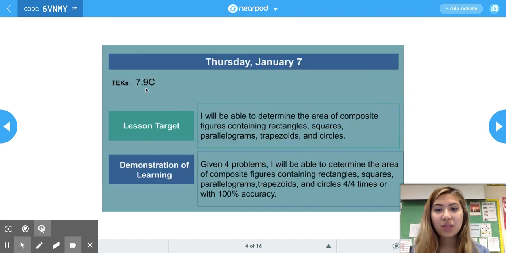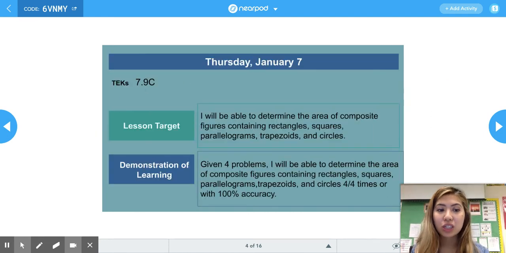Today's TEK is 7.9C. We're continuing with yesterday's lesson. Our lesson target is that I will be able to determine the area of composite figures containing rectangles, squares, parallelograms, trapezoids, and circles. So the only thing that we're adding is circles or parts of circles today. Our DOL is given 4 problems. I will be able to determine the area of composite figures containing these shapes 4 out of 4 times, or with 100% accuracy.